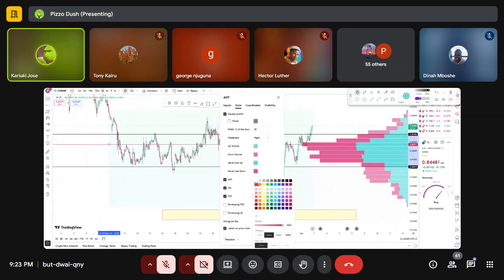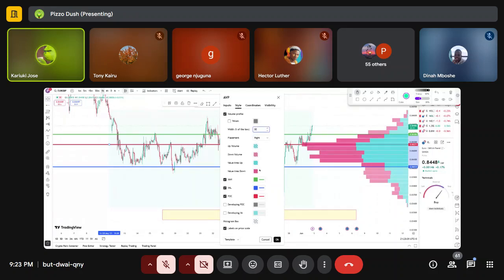I want you to change the point of control color to red, like that. Make sure ni red na unaweza ongeza thickness hivyo ndio ione vizuri. VAH tunaweza weka color gani? Sitaki kuweka red, you see tumeweka red. VAH eka maybe any other color, like green, eka green VAH, then ongeza thickness pia. Then VAL value area low eka ikuwe ya blue, then ongeza thickness pia ndio uone vizuri, like that.